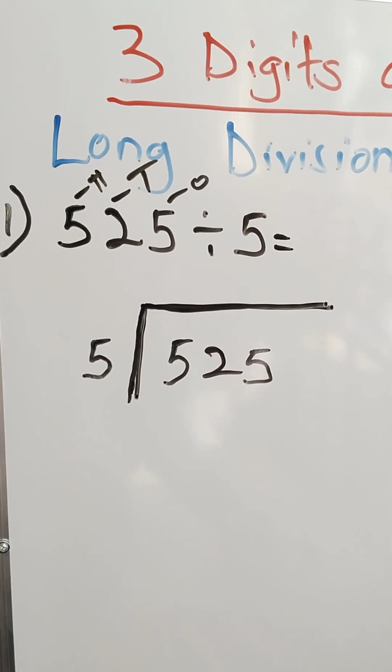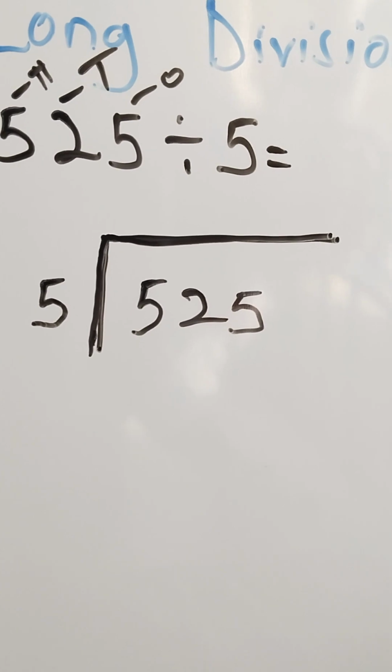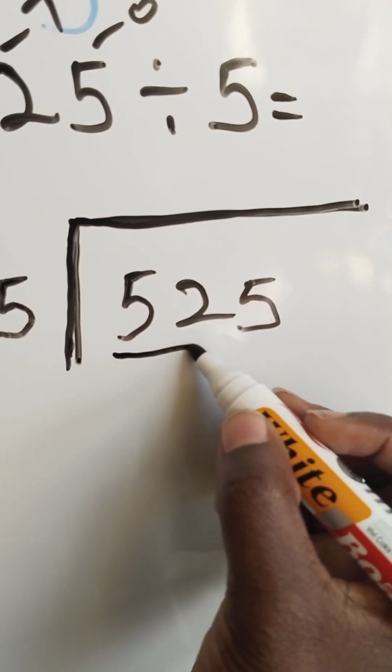So what do we always do, kids? Since we know how to do a 2 digits number, what we will do is always start with the first 2 digits.